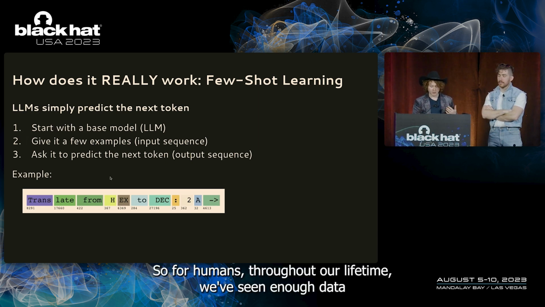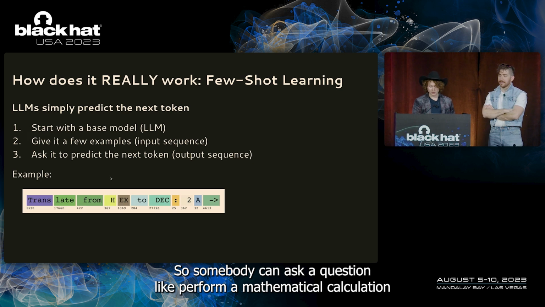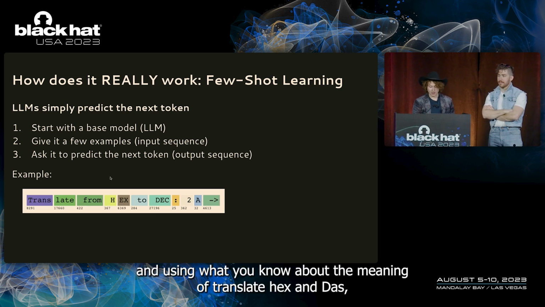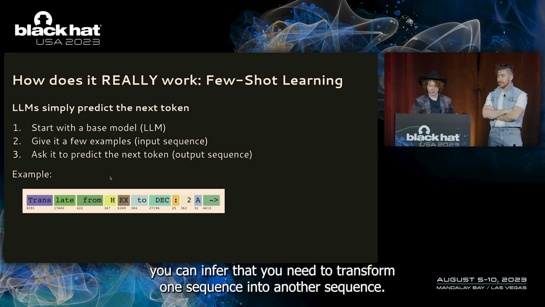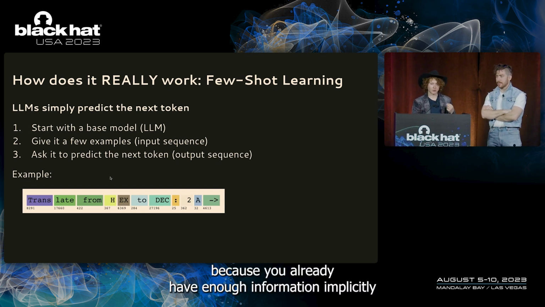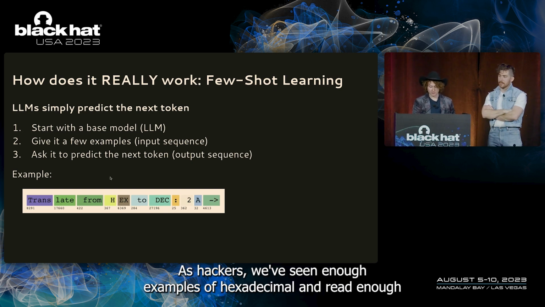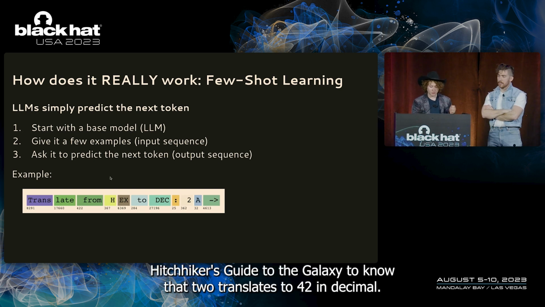For humans, throughout our lifetime, we've seen enough data to learn how to read and make connections between concepts. So somebody can ask you a question like, perform a mathematical calculation, and using what you know about the meaning of translate, hex, and dec, you can infer that you need to transform one sequence into another sequence. I didn't need to tell you mathematically which operations to do, because you already have enough information implicitly, because you've been looking at this kind of stuff for a long time. As hackers, we've seen enough examples of hexadecimal and read enough Hitchhiker's Guide to the Galaxy to know that 2A translates to 42 in decimal.